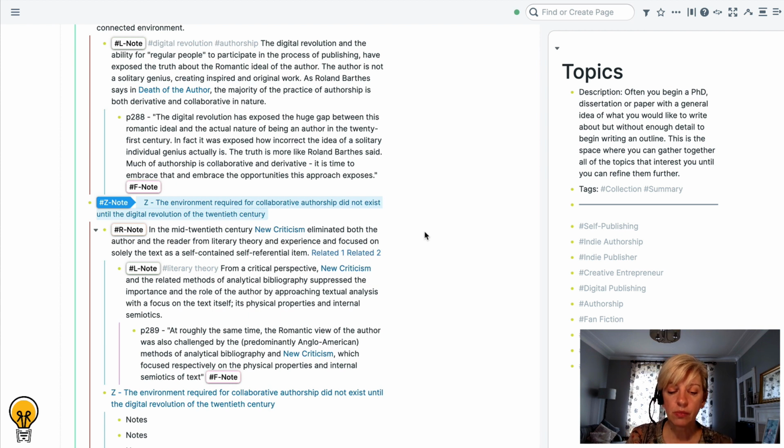So, a realization note, what is it? A realization note is a realization that you, the reader, have above and beyond what has been stated in the fleeting note. It is the connection that you make in your head between that idea and something else that you've read, or it's an idea that you would like to pursue.